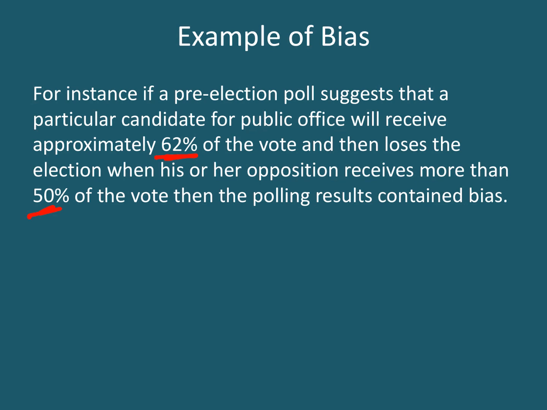So let's say this particular firm said that approximately 62% of the vote is going to go to him or her, but if his or her opposition received more than 50% of the vote, then obviously 62% is an impossibility, which means that the polling firm had some sort of bias, and they probably chose a poor sample. There could have been a number of reasons, which we'll get to momentarily.